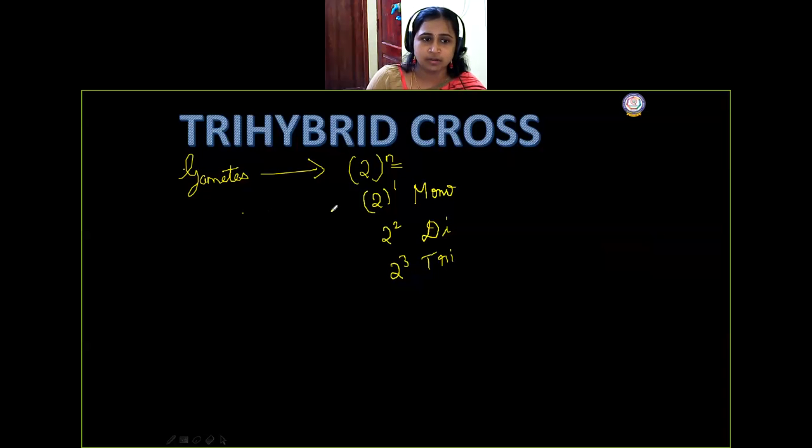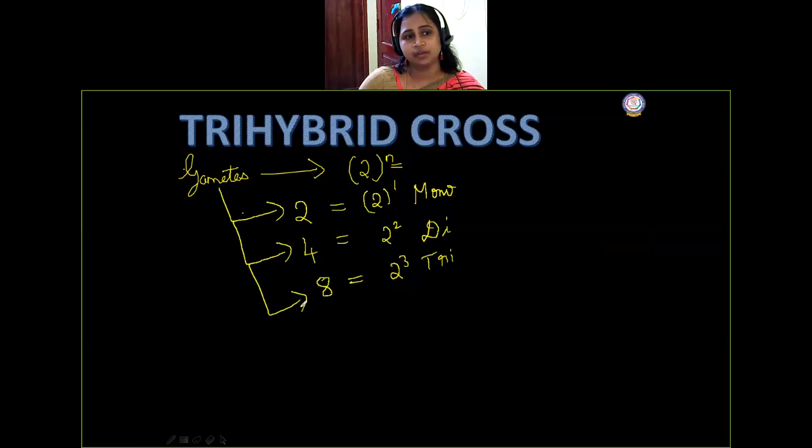So we'll write here 2 to the power 2 gametes, and 2 2s are 4 gametes here. 2 2s are 4, 4 2s are 8. 8 gametes here. So you will get in monohybrid 2 gametes, dihybrid 4 gametes, trihybrid 8 gametes. Okay, so this is number 1, to find out the gametes.